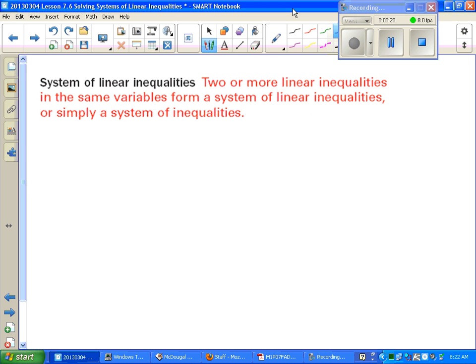First thing we have is the definition of a system of linear inequalities. Just like a system of linear equations, it's two or more inequalities, this time in the same variables, or simply a system of linear inequalities. So y is less than 2x plus 1, and y is greater than or equal to half x plus 3 would be a system of linear inequalities.